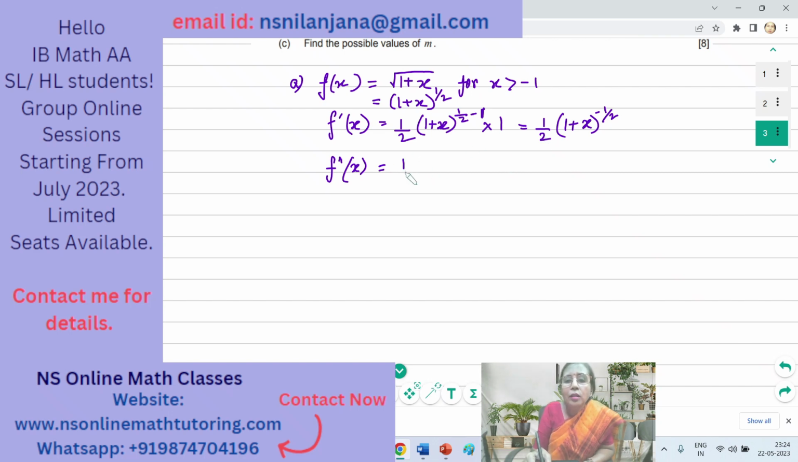Now half is the coefficient, so it should be written first of all. Then the power comes down, now the power is negative half. And then 1 plus x gets raised to the power minus 1, and the derivative of 1 plus x is 1. So this is negative 1 over 4 times 1 plus x. Negative half and negative 1 when added give us negative 1.5, or negative 3 over 2.